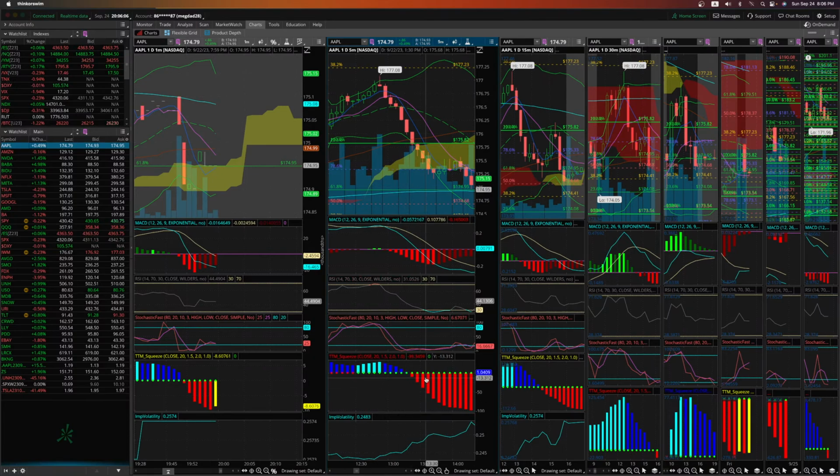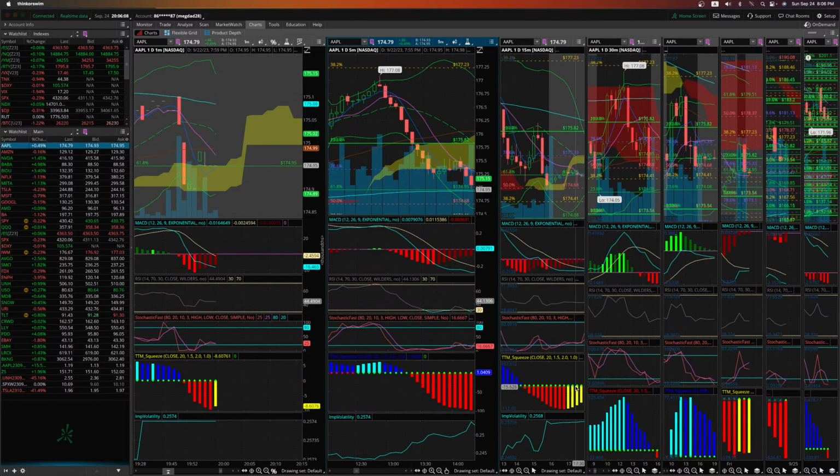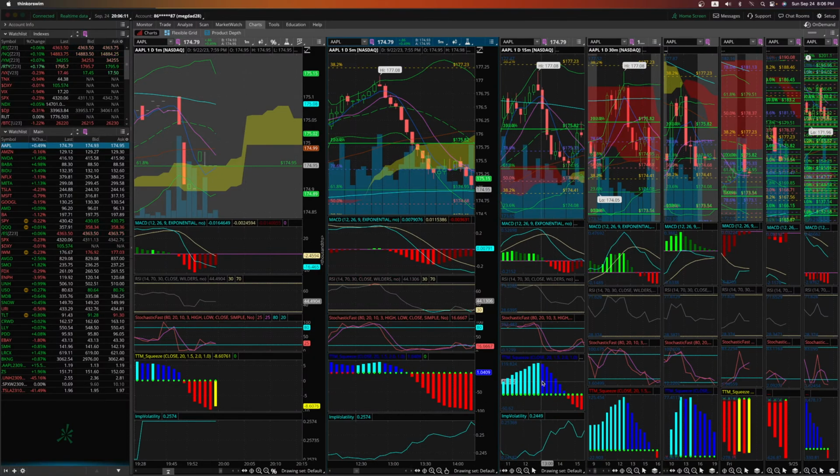So anyhow, this is about TTM squeeze. Very simple. Red to yellow, the light blue bar to dark blue bar, and it shows on TradingView. You can use the same. It has the same SQZ indicator. If you don't have Thinkorswim, you can use the SQZ indicator on TradingView.